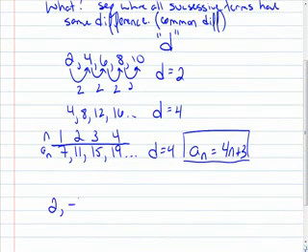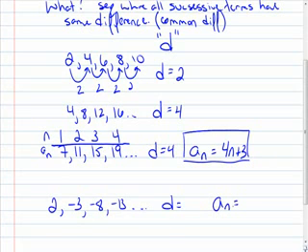Here is another sequence. It's 2, negative 3, negative 8, negative 13, dot, dot, dot. I want to know what is the common difference, and what is the nth term. Starting with the common difference, what is added or subtracted from each term to get the next successive term? Yeah, we're subtracting 5, right? 2 minus 5 is negative 3, negative 3 minus 5 is negative 8. Now for the more challenging part, what is the nth term?